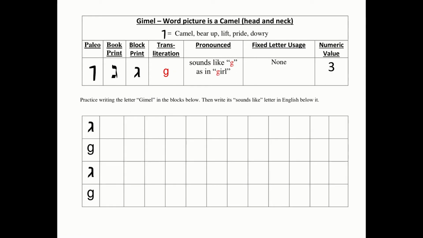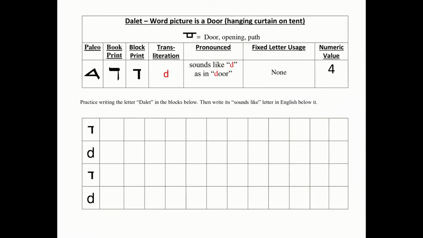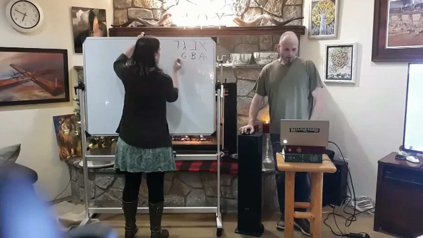Gimel, and it sounds like a G. That's page 14. Next page is page 15. We've got a Dalet. Dalet sounds like D. If you want to just keep writing, you can just keep writing.